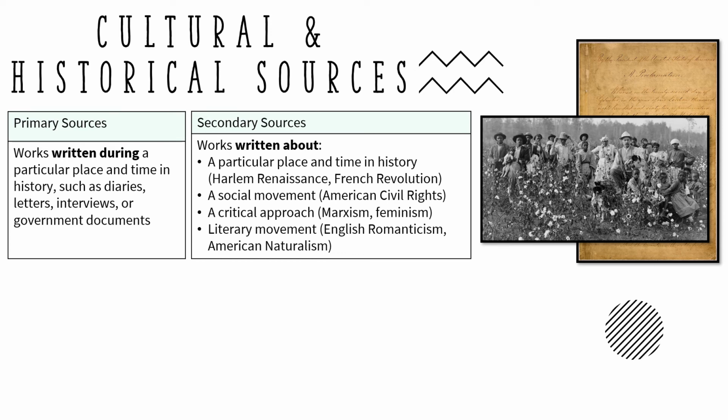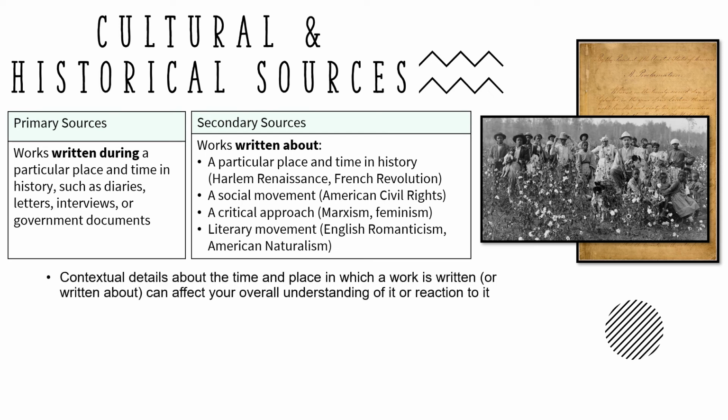such as the Harlem Renaissance or the French Revolution, a social movement, such as the American Civil Rights Movement, a critical approach, such as Marxism or feminism, or a literary movement, such as English Romanticism or American Naturalism. Contextual details about the time and place in which a work is written or written about can affect your overall understanding of it or reaction to it.